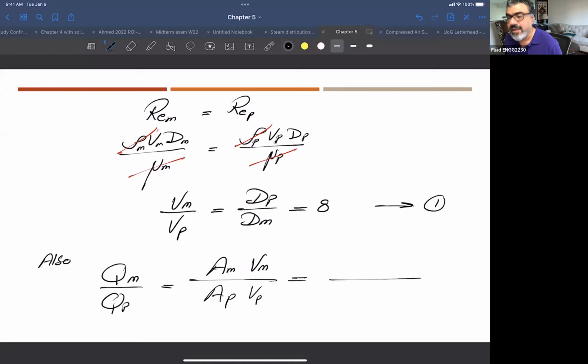Yeah, but area is 8 squared, right? Because basically, whatever the area here in the pipe is, it will be pi over 4 d squared, right? So the area here has to be what? Let's say pi over 4 d model squared, pi over 4 d prototype squared, right? And this is times V model. And again, this is times V prototype, okay? So this is D model over D prototype. What is that giving you?